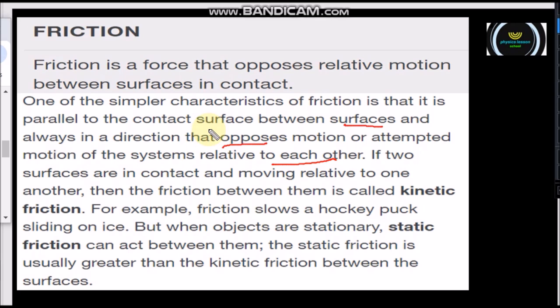If two surfaces are in contact and moving relative to one another, then the friction between them is called kinetic friction. For example, friction slows a hockey puck sliding on ice. But when objects are stationary, static friction can act between them. The static friction is usually greater than the kinetic friction between the surfaces.